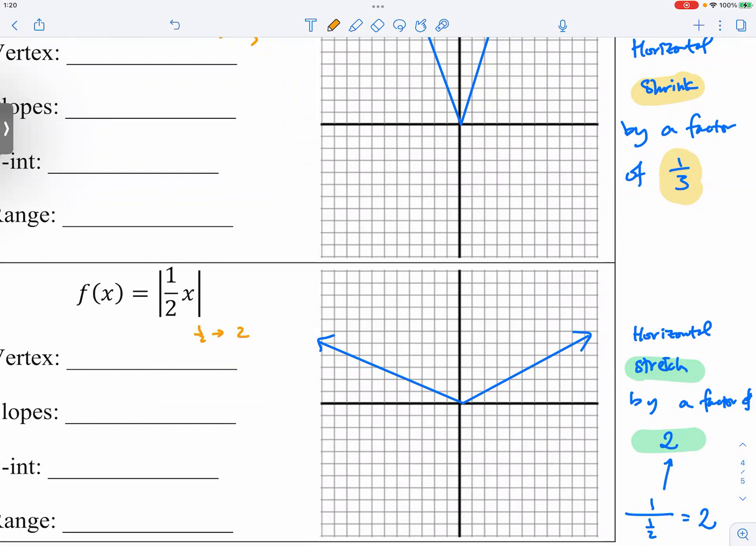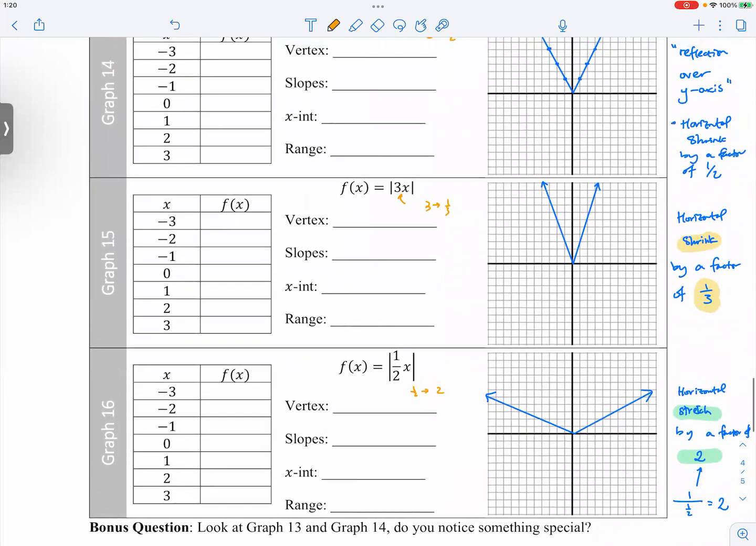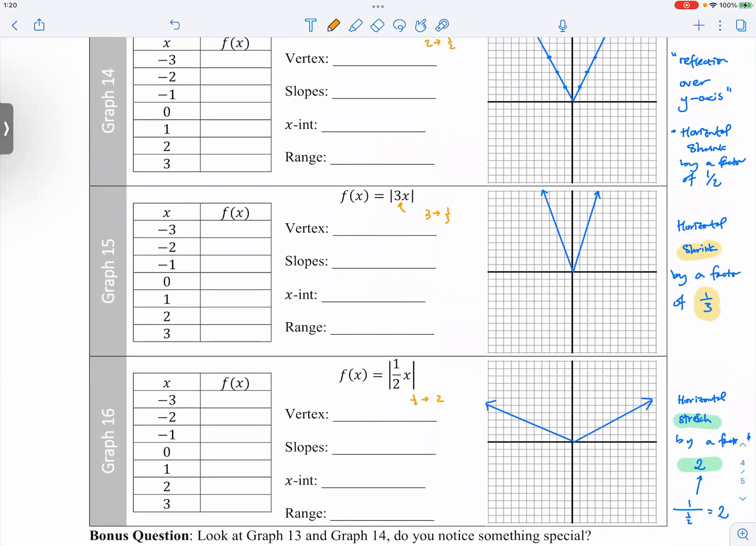So that's a little pattern, just a little exposure that I want to show. I want you to show yourself. I want you to be able to graph, because we're going to graph quite a lot this school year.